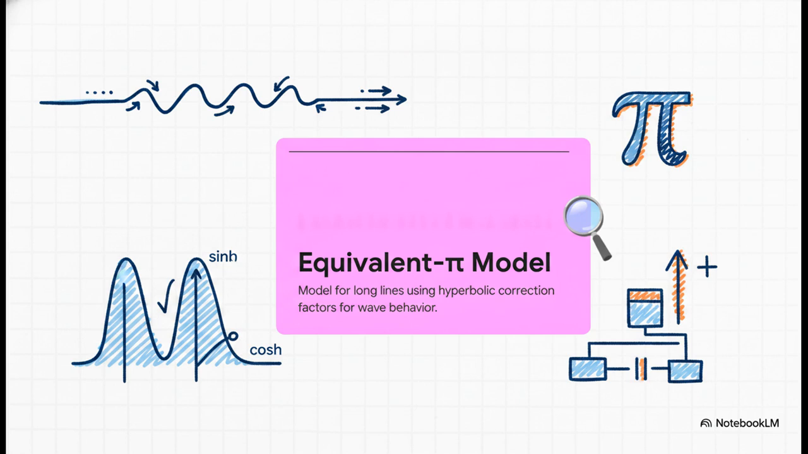So, what happens when we go even further? For long lines exceeding 250 kilometers, especially as you approach 300 and beyond, even that trusty nominal pi model loses its accuracy. The physical distance is just so vast that those distributed wave effects become impossible to ignore. To handle this, we don't throw away the pi shape, we upgrade it. We apply mathematical hyperbolic correction factors, specifically using the sinh and cosh functions of the line's propagation constant, to rigorously adjust the equivalent series impedance and shunt admittance. The result is what we call the equivalent pi model.